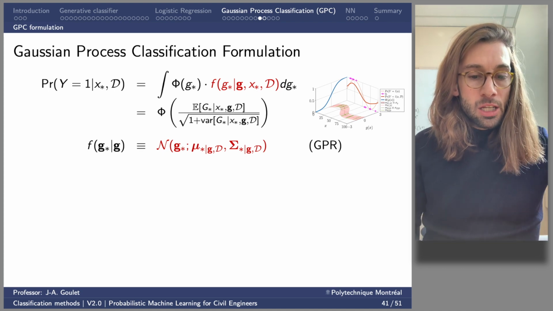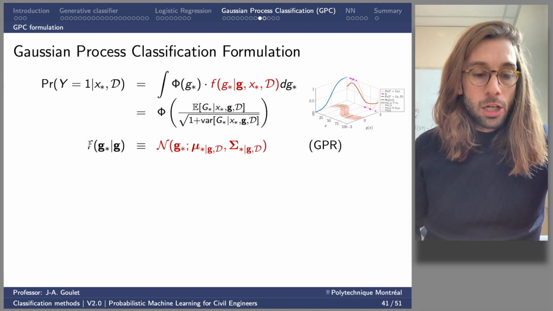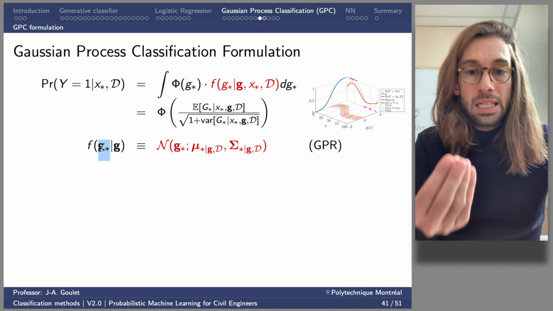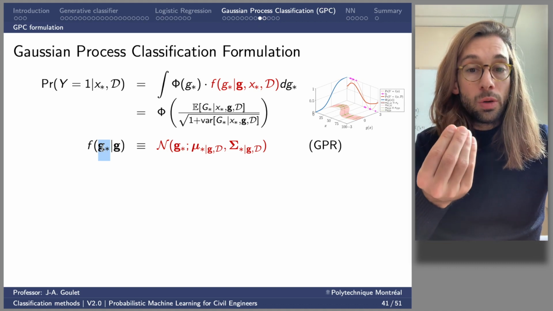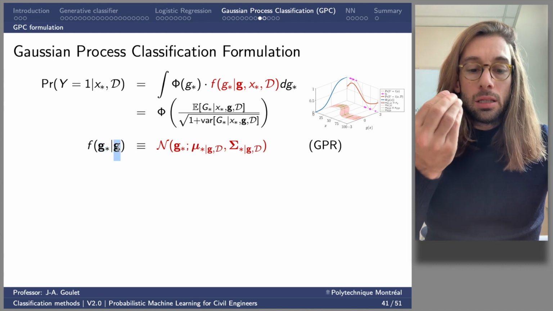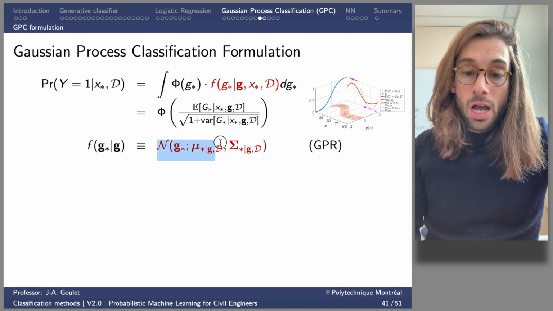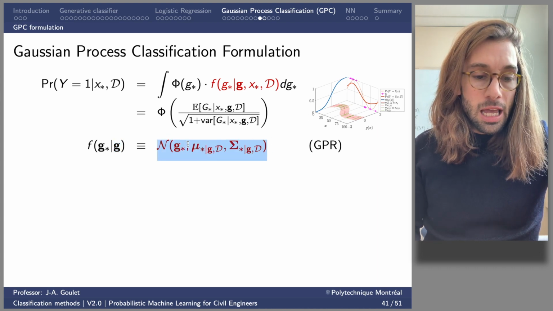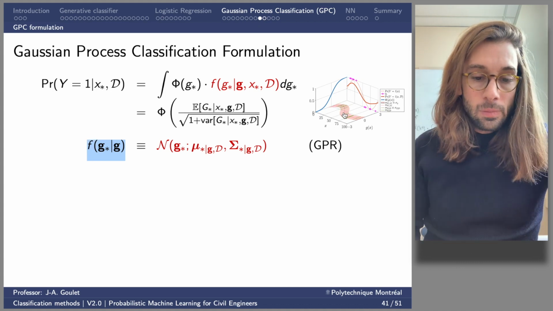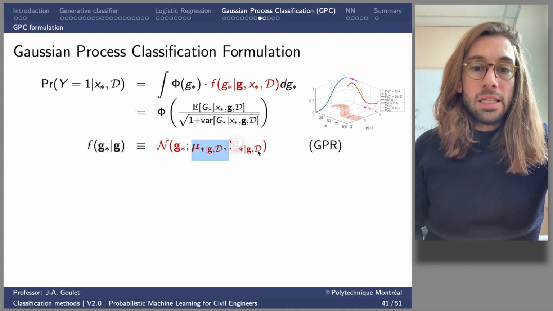Okay, so I need to obtain as a byproduct that conditional probability of my G star, predicting my latent Gaussian process at any prediction location, given G, my inferred latent variable. And we're going to assume that this is described by a Gaussian process. So this here is actually what we have in red here. And these quantities, the expected value and covariance, are given by these quantities.